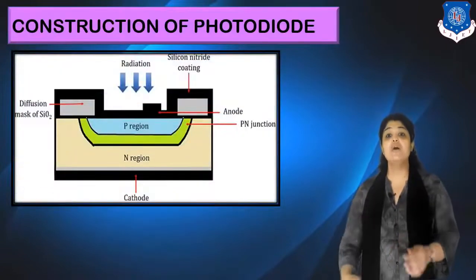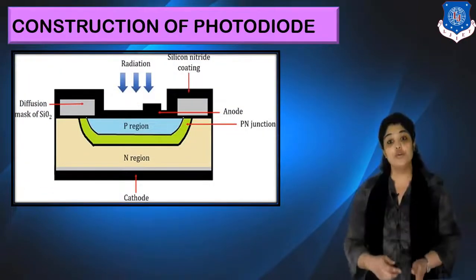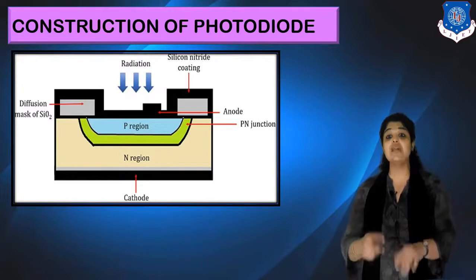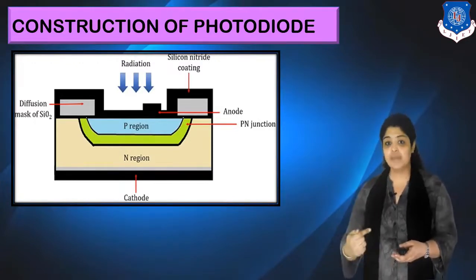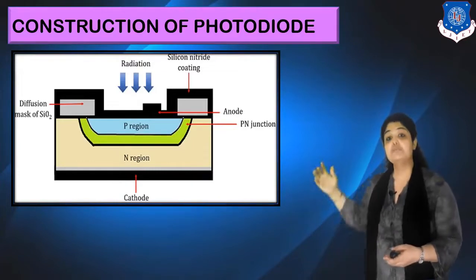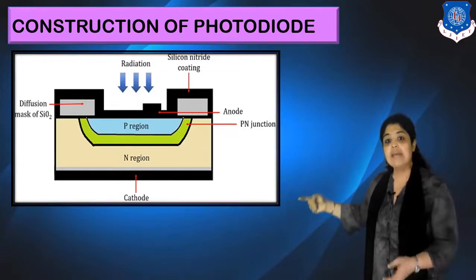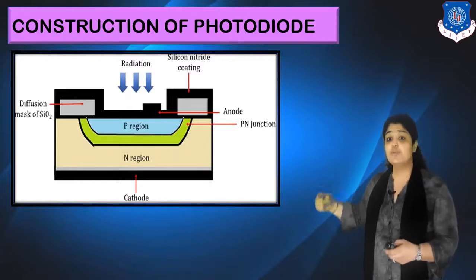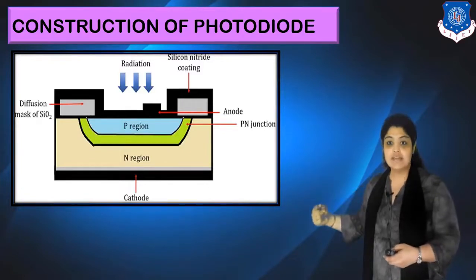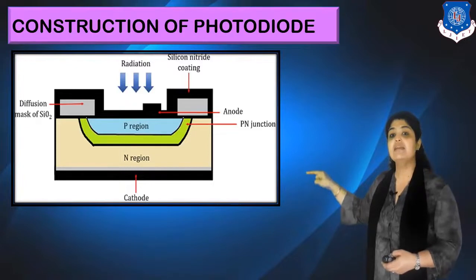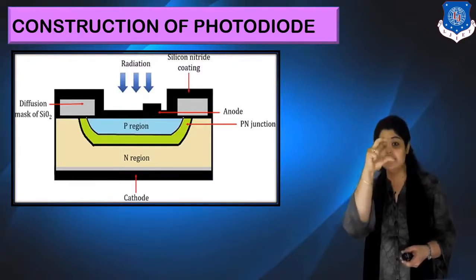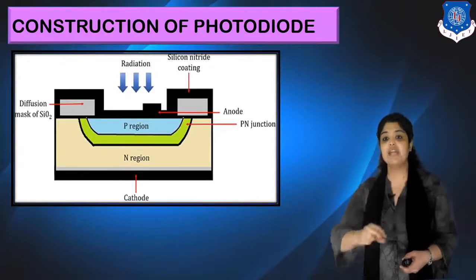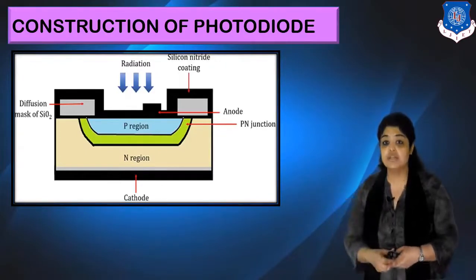Now let's see the construction of a photodiode. So how is a photodiode constructed? A photodiode is a PN junction only. You can say a special type of a PN junction diode. So it consists of a P region and an N region. P region which we call an anode, N region which we call the cathode. So P acts as the positive, N acts as the negative. In between them, the green colored, you see the junction, you see the diffusion, where the diffusion of both the materials has taken place, resulting in a PN junction diode.